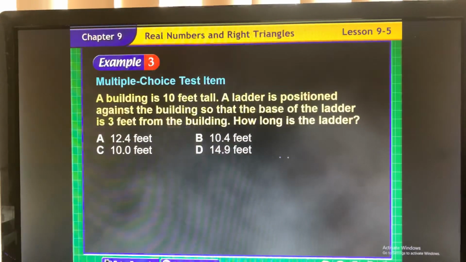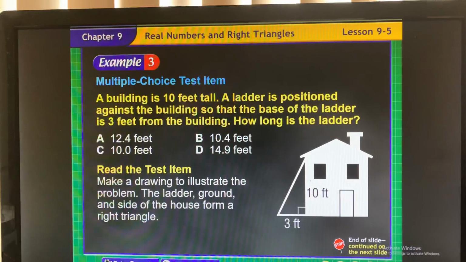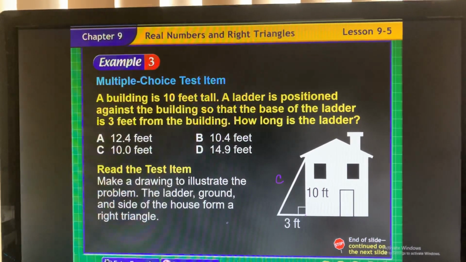Same kind of process here. This time it's a story. So you have a building that's 10 feet tall, and then you have a ladder that's pressed against the building. And the base of the ladder is 3 feet from the building, we're looking for C. How do I know? Longest side across from the 90-degree angle. So I'm going to do the same process. I'm looking for the hypotenuse.